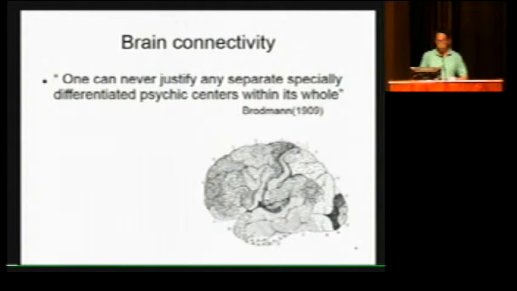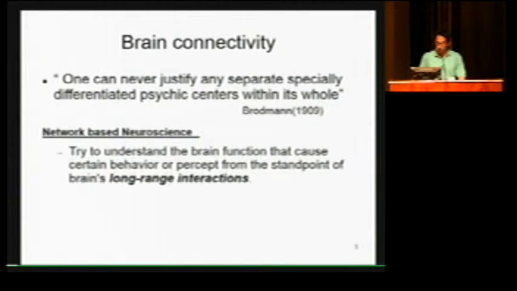For example, with two intracranial contacts, we deliver the stimulus, and even though there is no stimulus observed in two of these contacts, there might still be some synchronization going on, like phase synchronization. So network-based neuroscience is important. We try to understand the brain function that causes certain behavior or percept from the standpoint of the brain's long-range interactions. So that's what we are going to do.